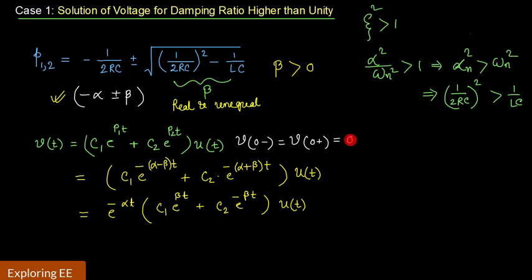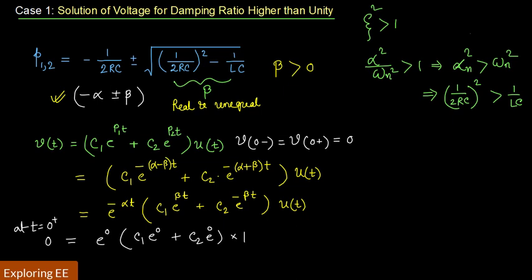Since after the turn on instant the capacitor acts as a short circuit, the voltage across the branch at t equal to 0 plus is 0. So at t equal to 0, we have V equal to 0. So e to the power 0 into C1 plus C2 into e to the power 0, and the value of u of t is 1 at t equal to 0 plus. So from that we have C1 plus C2 equal to 0. That means C2 equal to minus C1.